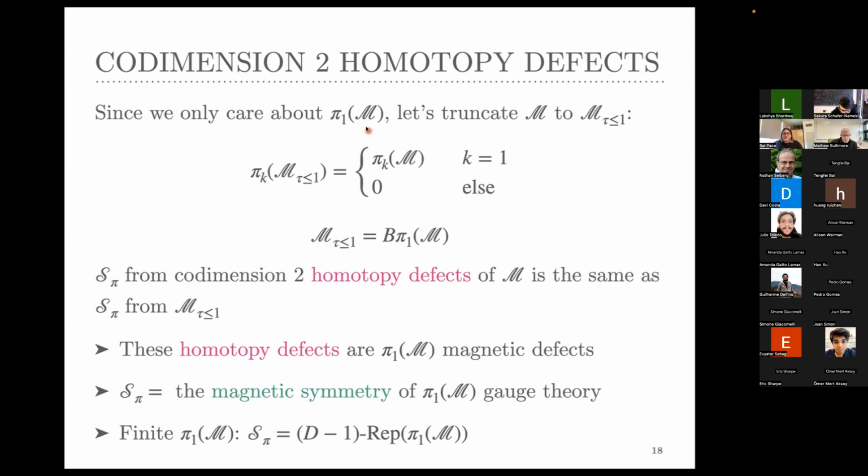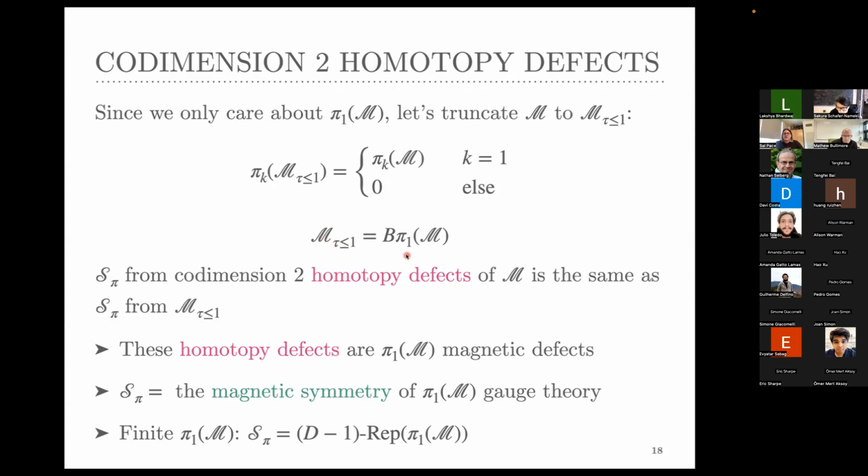Since we only care about pi 1, we don't need to know all the information of the order parameter manifold M. So let's truncate M to this truncated space M1, where M1 is defined such that the first homotopy group is the same as the first homotopy group of M, but all the other homotopy groups are trivial. There's a nice way to say what M1 is. It's just the classifying space, or the delooping, of pi 1. So all the symmetries that arise from the codimension 2 homotopy defects of M will be the same exact symmetries that arise from M1, this truncated space.